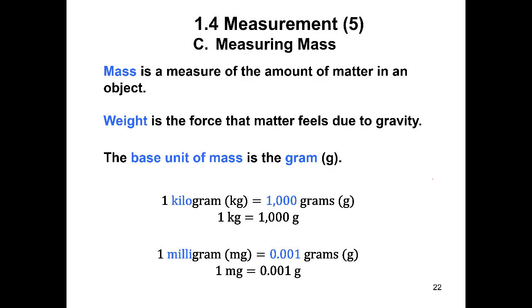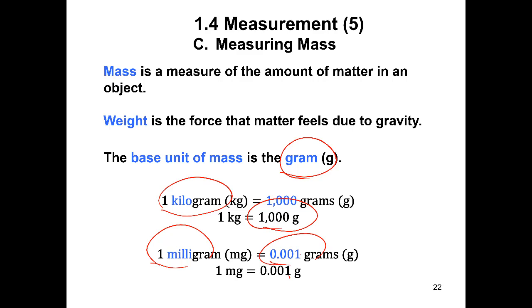All right. Now we use those terms interchangeably a lot, and we say it weighs this, it weighs that. We'll put it on the balance and do that, but we're really talking about mass. And the base unit of mass is the gram, but you can use those same prefixes. 1 kilogram is 1,000 grams. 1 milligram is 0.001 grams. Or remember, the way I kind of turn it around is 1,000 milligrams is 1 gram.